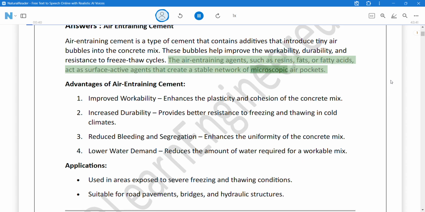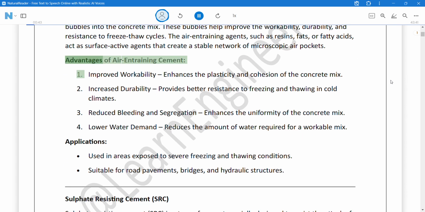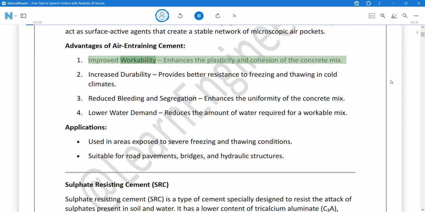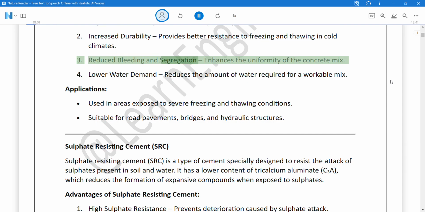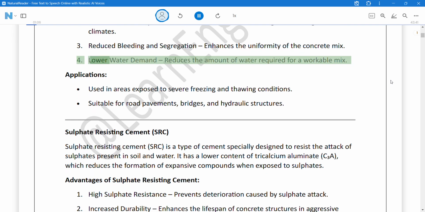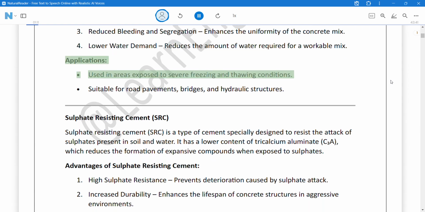Advantages of air-entraining cement: 1. Improved workability, enhances the plasticity and cohesion of the concrete mix. 2. Increased durability, provides better resistance to freezing and thawing in cold climates. 3. Reduced bleeding and segregation, enhances the uniformity of the concrete mix. 4. Lower water demand, reduces the amount of water required for a workable mix. Applications: used in areas exposed to severe freezing and thawing conditions. Suitable for road pavements, bridges, and hydraulic structures.